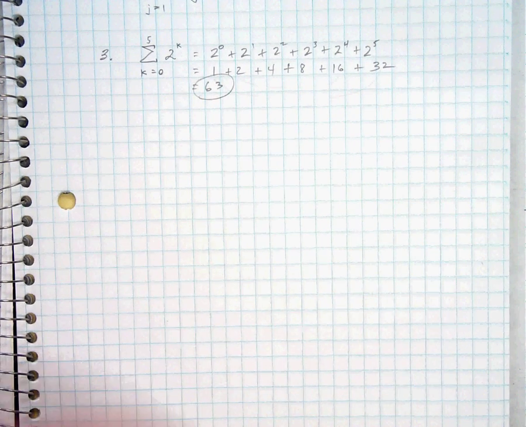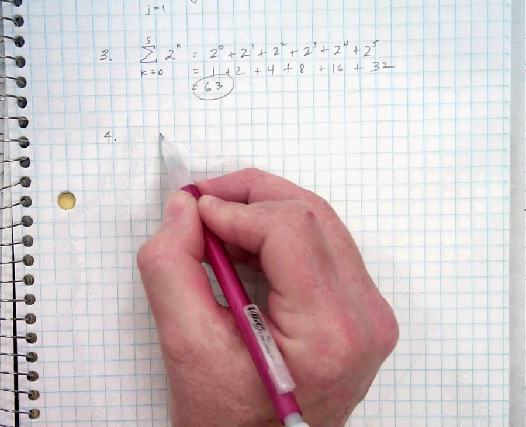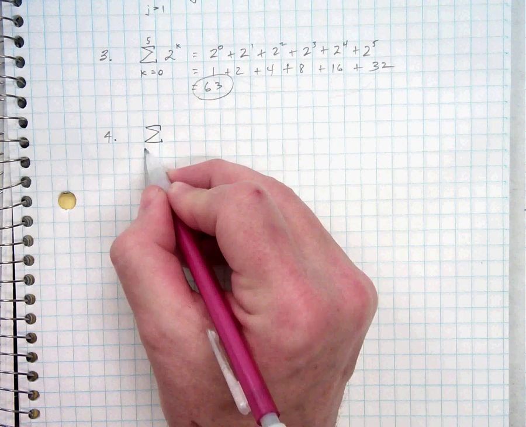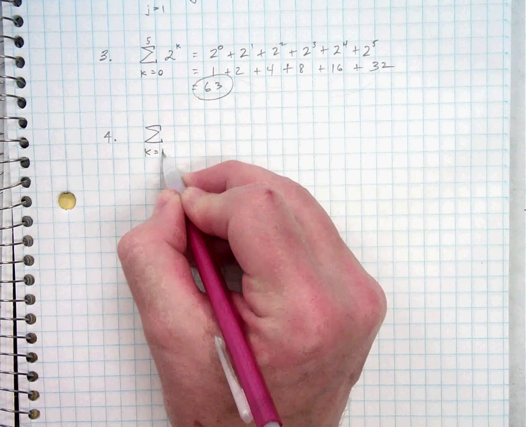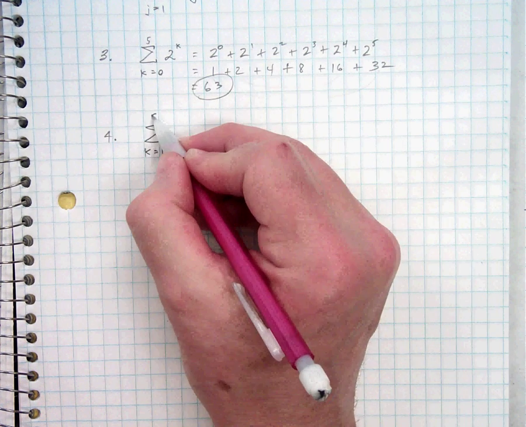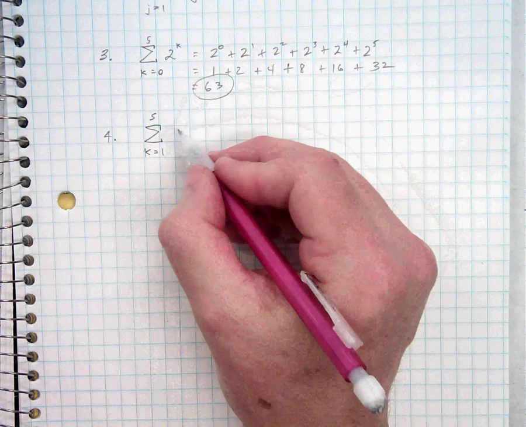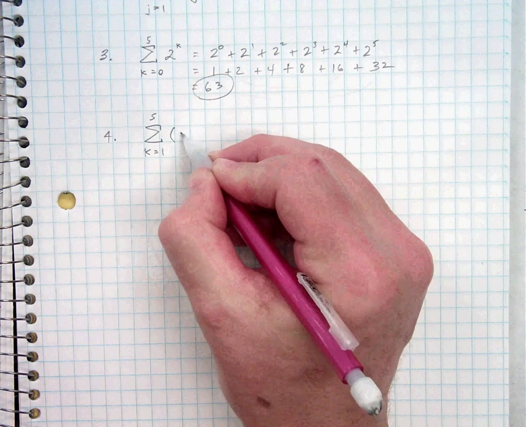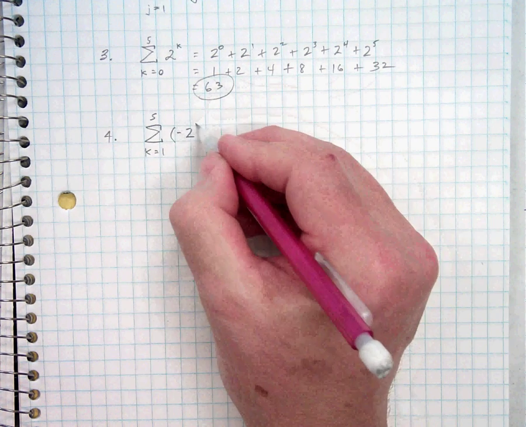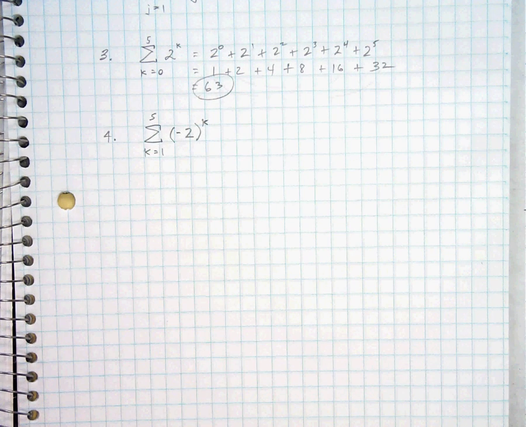All right. Let's do another one. Find this sum. I'll start with k equal 1 this time. We'll go to 5 again. And let's make it interesting this time. We'll do negative 2 raised to the k. All right, go ahead and add those up, see what you get.